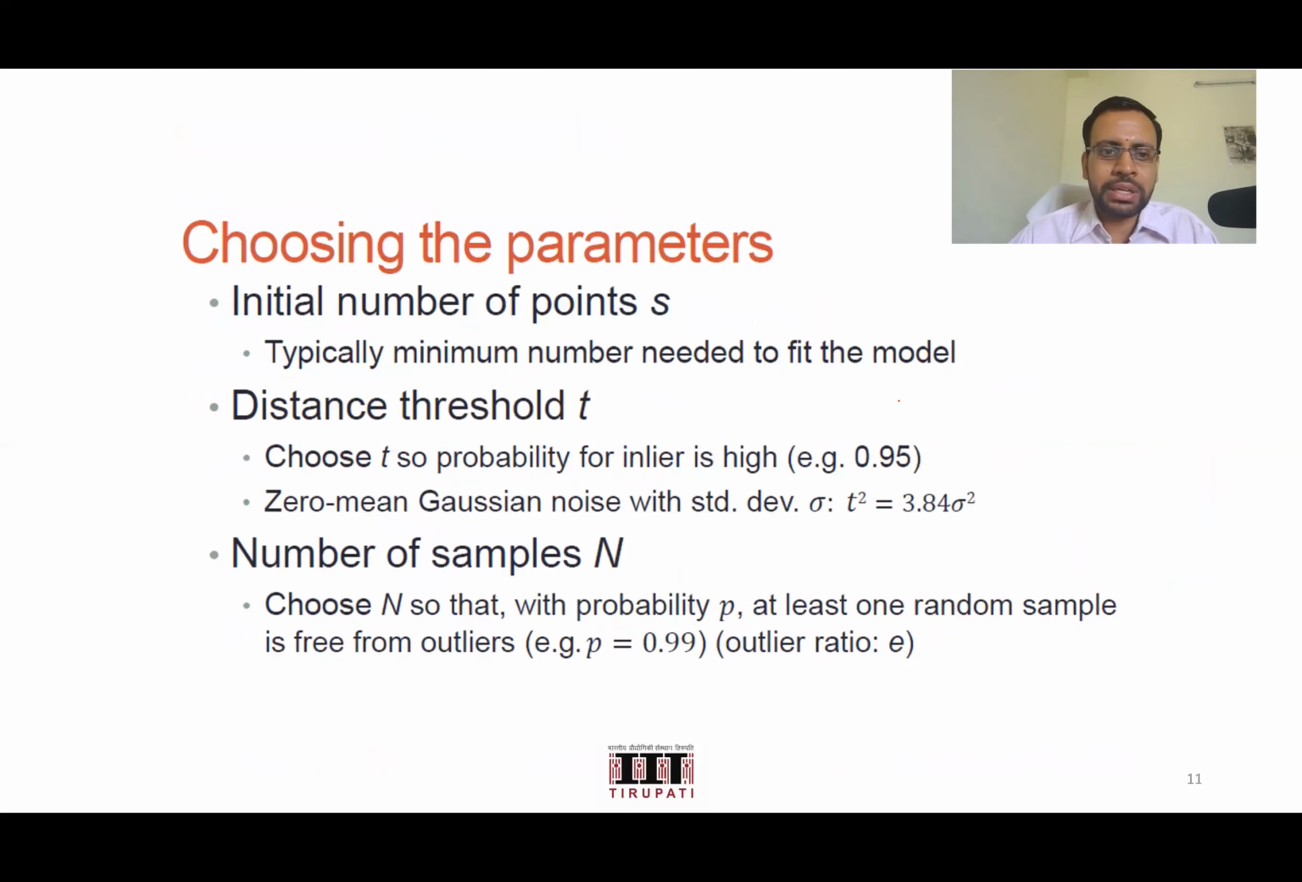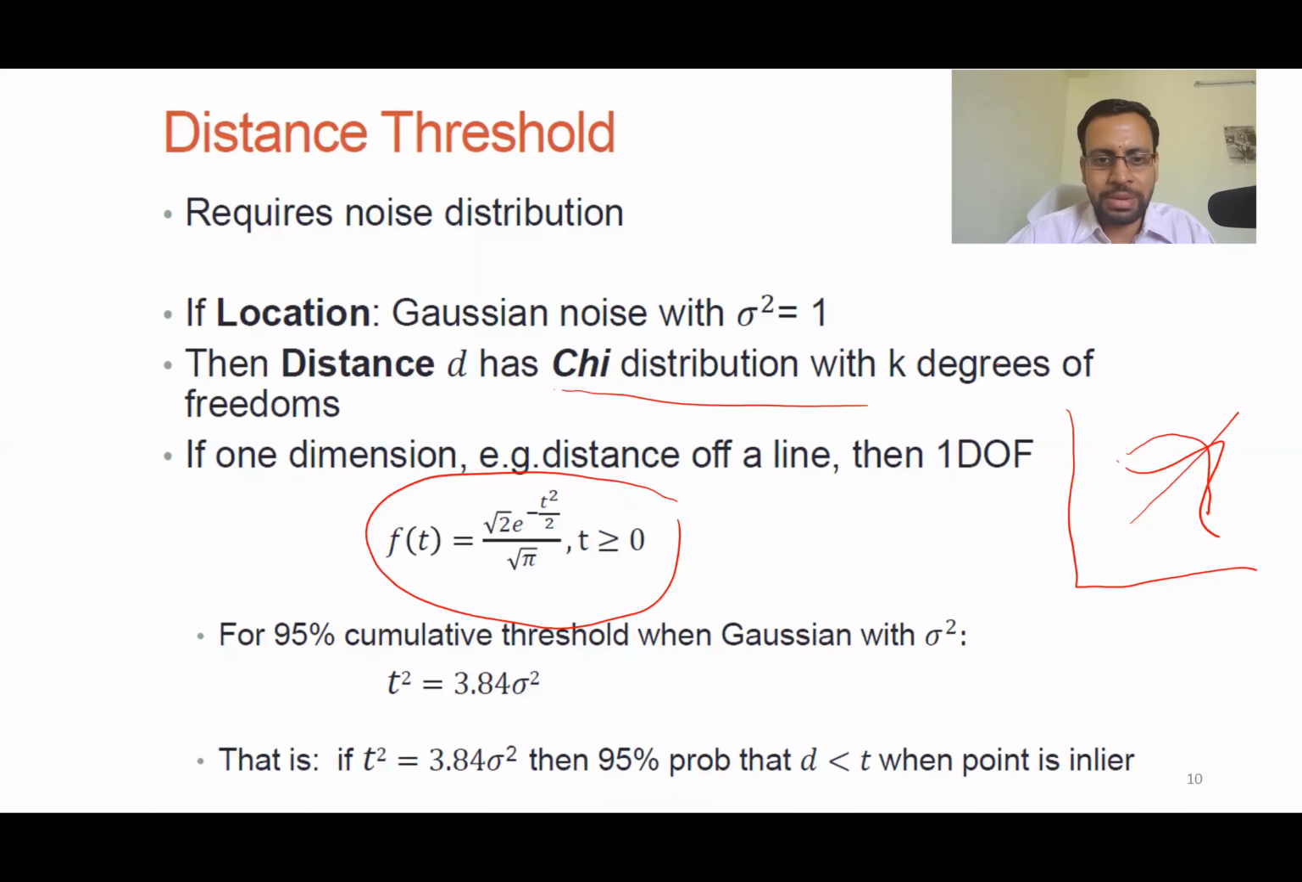So choosing the parameters, some of them are already clear to you. The number of points in the sample S is typically the minimum number of points needed to fit the model. Then the distance threshold: choose T such that the probability for an inlier is high, say 95%, assuming zero mean Gaussian noise with standard deviation sigma. So yeah, you would make some assumptions here on what exactly to be done.